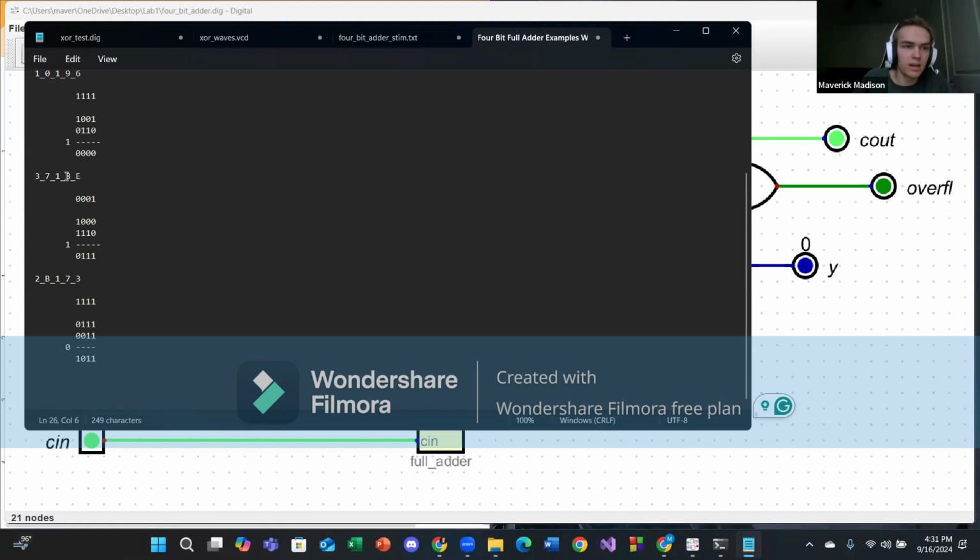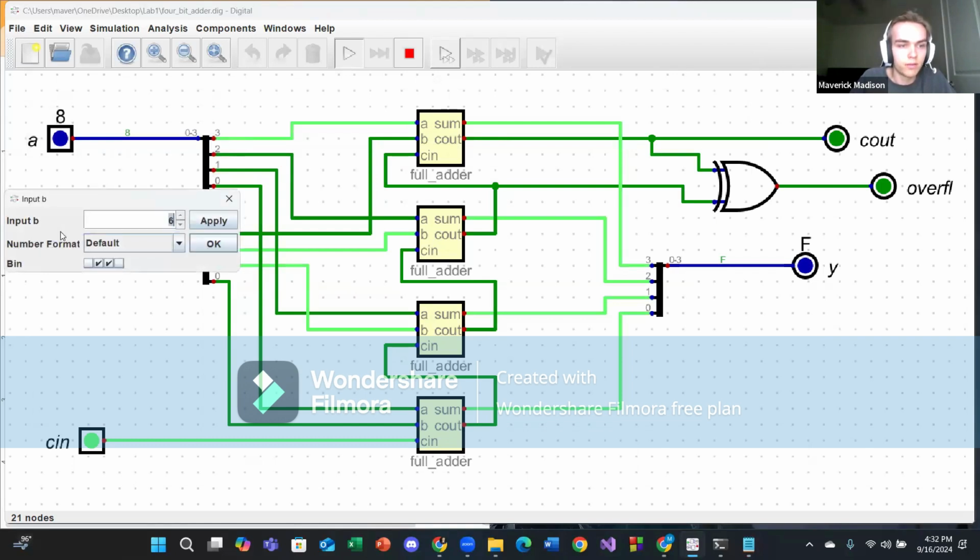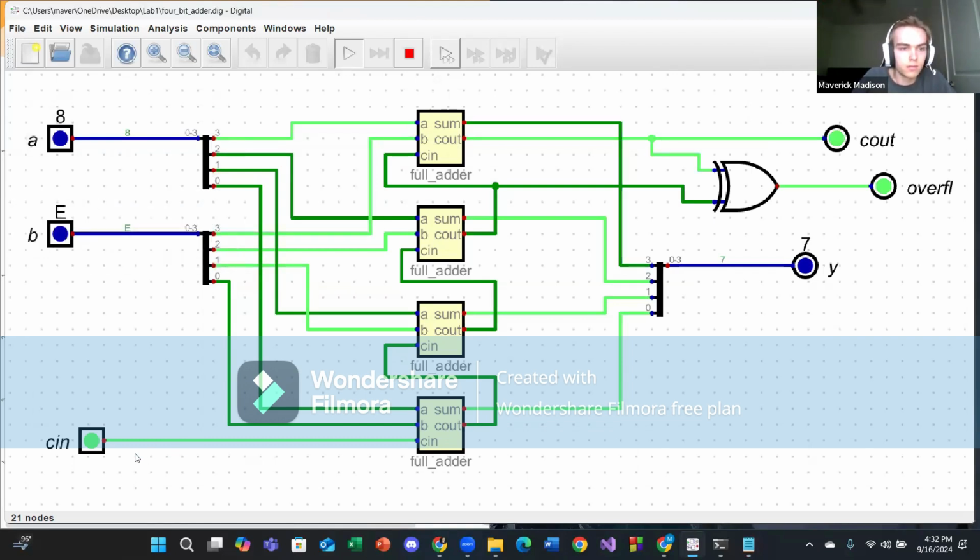Here we have our next example. We have our A value being 8, our B value being 14, we have a carry-in of 1, expected sum of 7, and then we have overflow and we have a carry-out of 1. So we have a value of 3 there. So let's go and test that out. So we have 8, we have 14, and we have a carry-in. So here we have our expected sum of 7. We have a carry-out of 1 and an overflow of 1, which is correct.